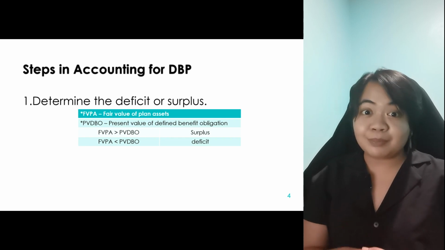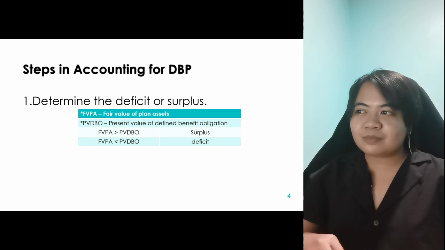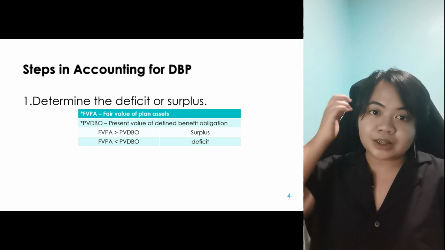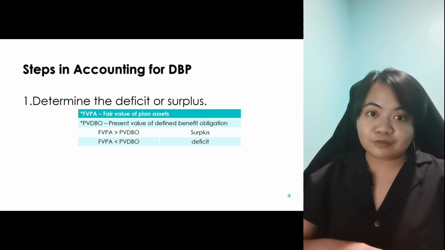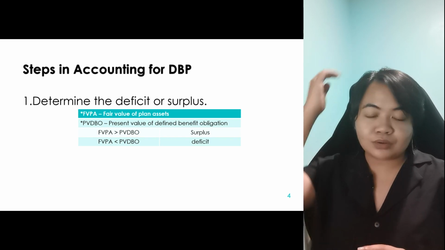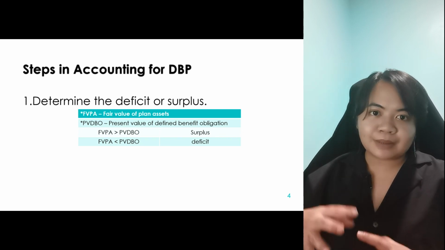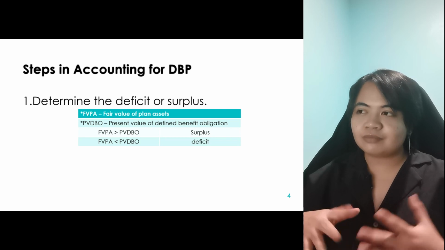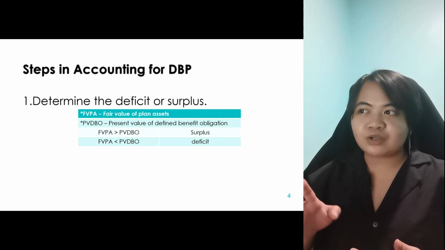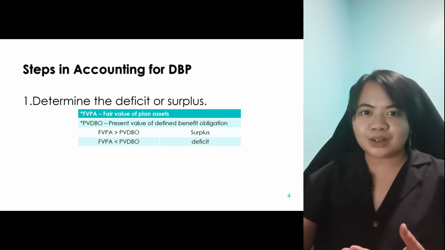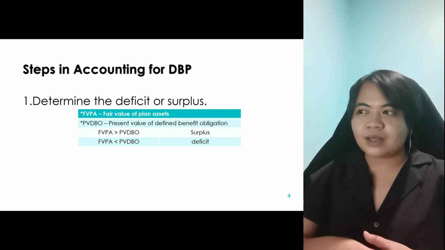Let me use DBP para mabilis. Okay, first step is to determine the deficit or surplus. So, paano mo tatandaan yung deficit or surplus? So, ang FVPA po is fair value of the plan assets. Mamaya i-discuss natin kung ano yun, pero usually ito yung mga assets na pinapasok mo doon sa retirement plan. Siya yung nanganganak. And then, we have present value of the defined benefit obligation. Ito yung obligation mo, kung magkano yung babayaran mo sa kanya as of today, kasi naka-present value eh. Okay?